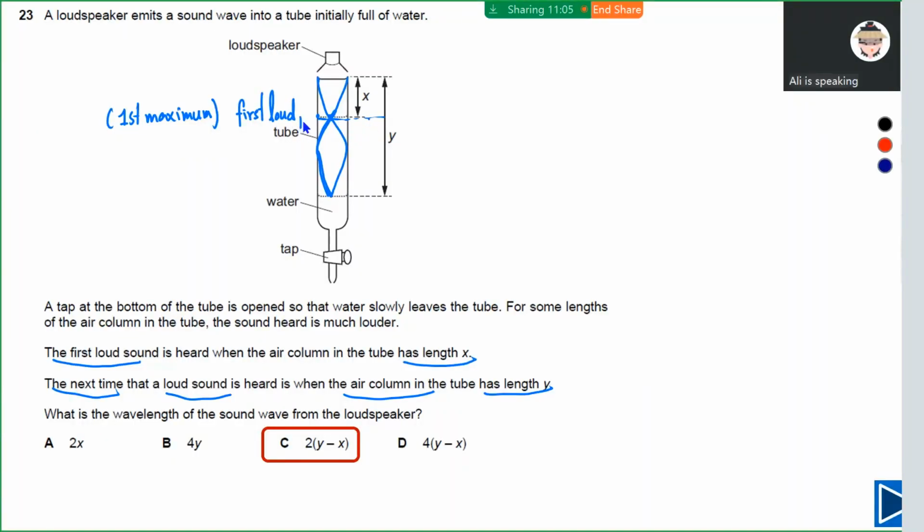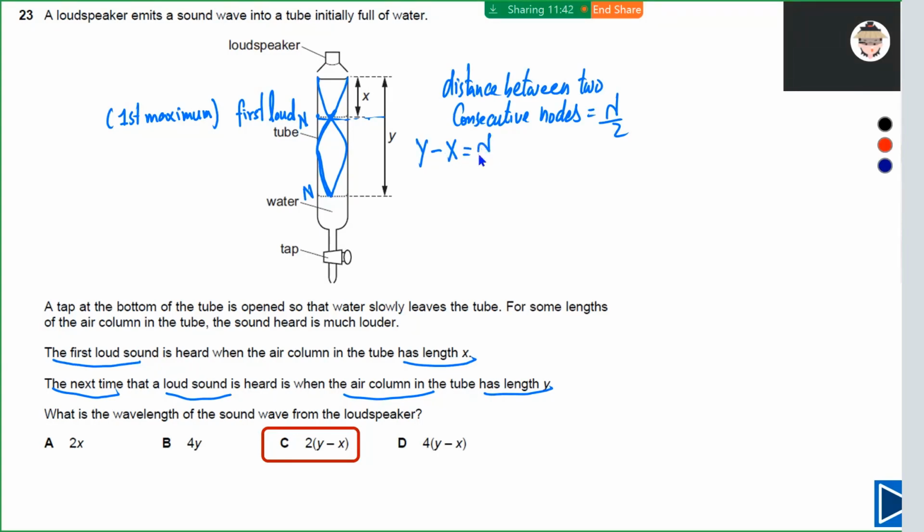This is one node and we have one node here. The distance between two nodes is equal to lambda by 2. So we can say the distance between any two consecutive nodes is equal to lambda by 2. So this distance is equal to lambda by 2, and I can simply say that y minus x is equal to lambda by 2.